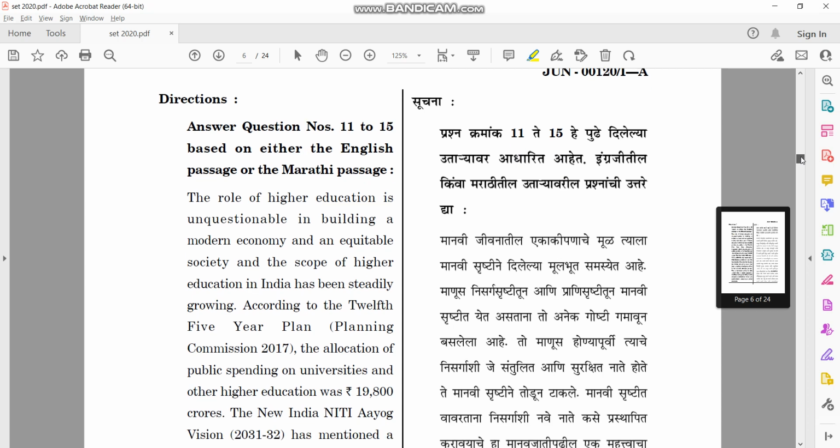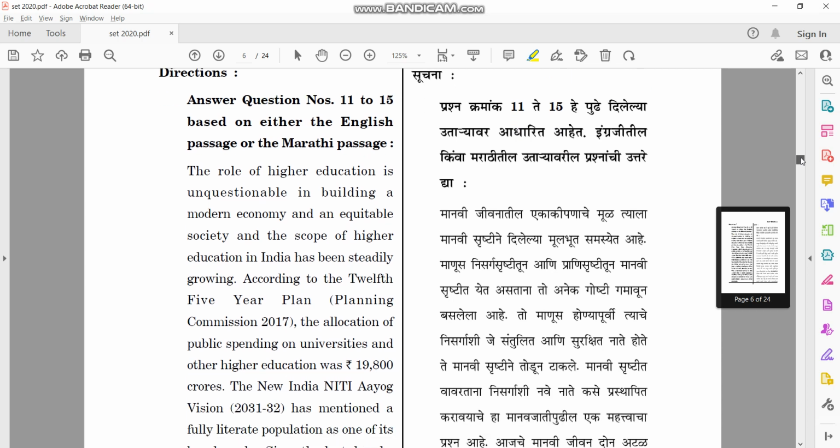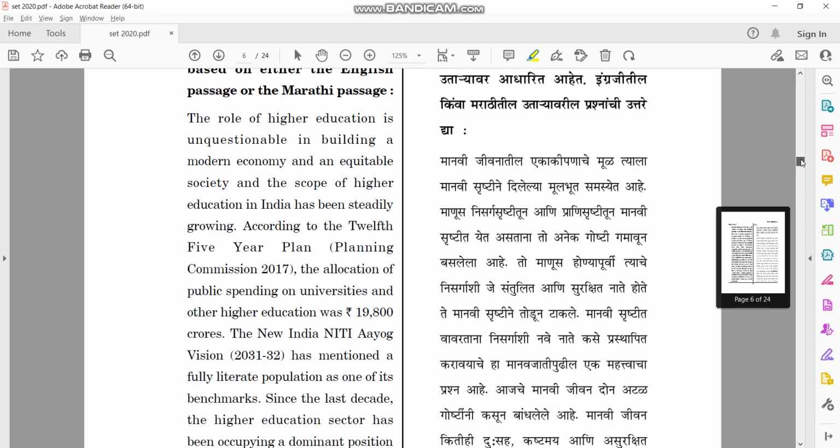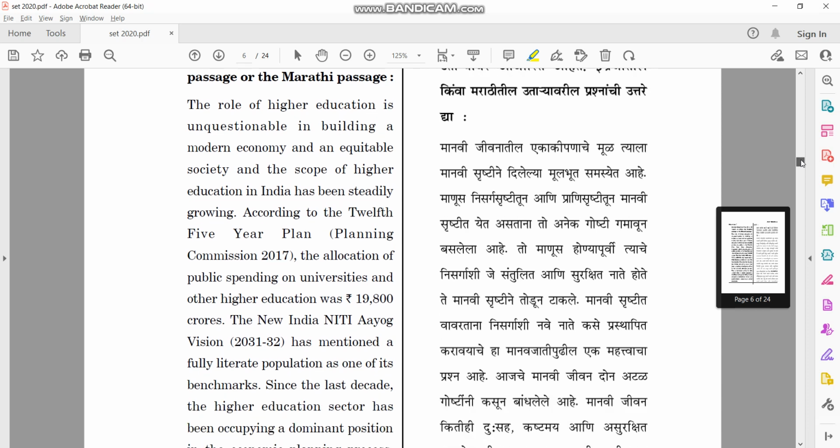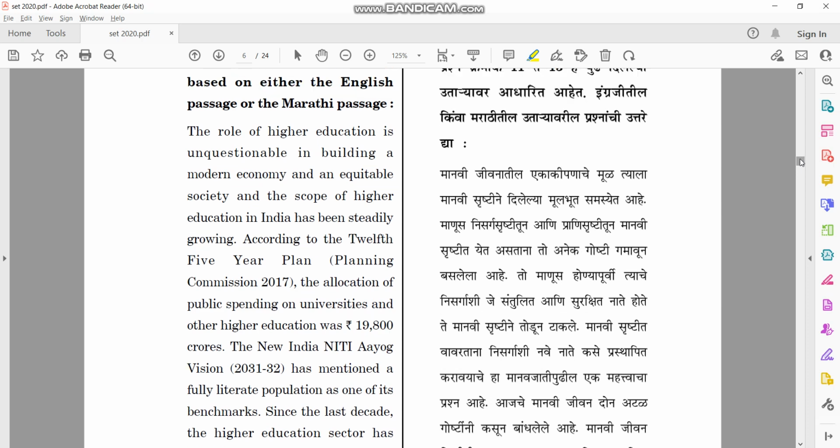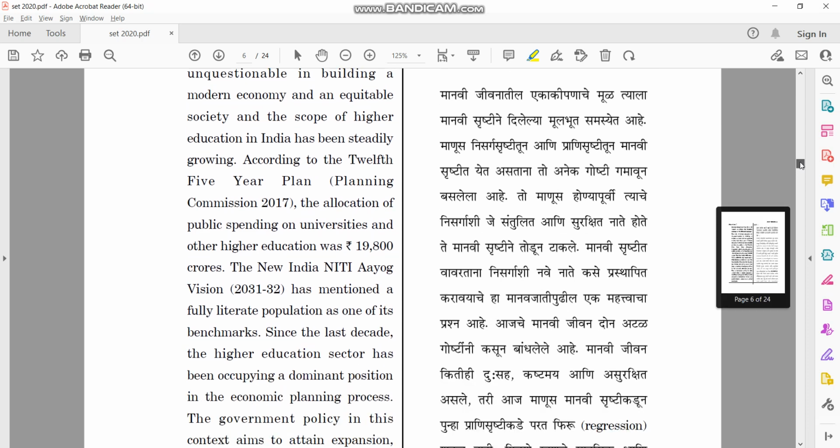Next, moving to the next question. That is, one passage is given and based on the passage you have to answer the questions based on the passage. Four questions are there. So here you can read the passage that is about the higher education, and scrolling this you can read it out.